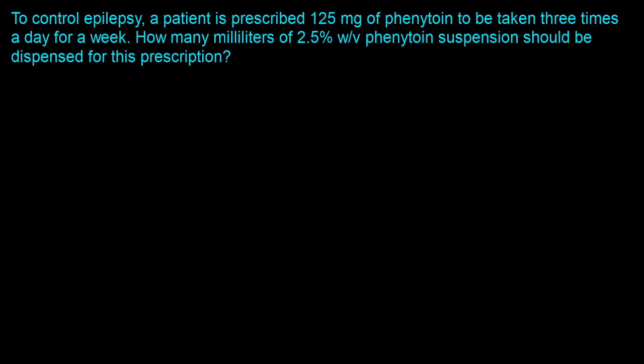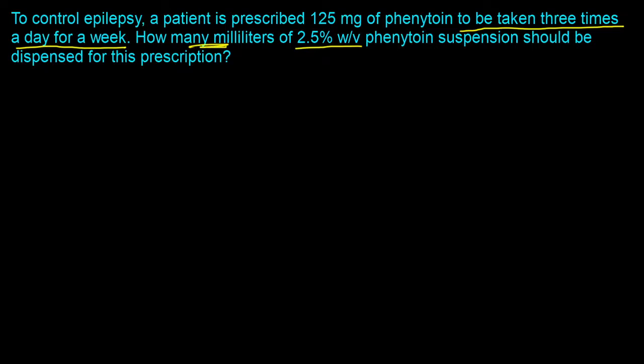All right, so if you compare this question to the previous one, it has some similarities, but there's just one added layer of complexity. The piece that we want to unravel is what is happening with the dosing regimen. It's taken 3 times a day for 1 week. Now we need to identify what our percentage concentration is. It's 2.5% weight by volume, so we know that from here. And the question is how many milliliters. So we are looking for volume this time.